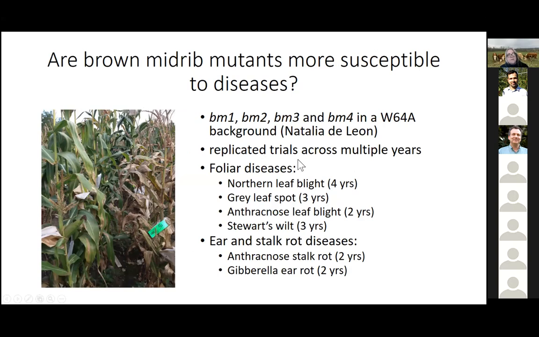So what I did was I had replicated trials, 3 reps per trial across multiple years, and I screened these lines for foliar diseases: northern leaf blight, gray leaf spot, anthracnose leaf blight, and Stewart's wilt, which is a foliar bacterial disease.